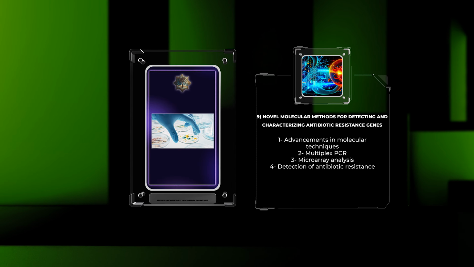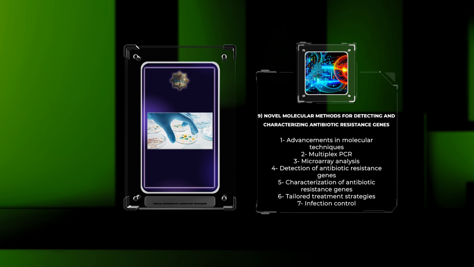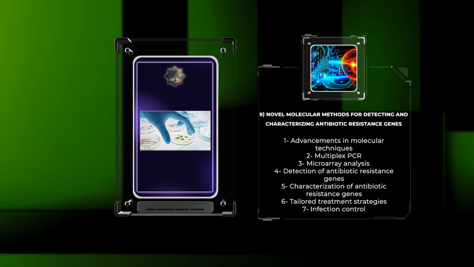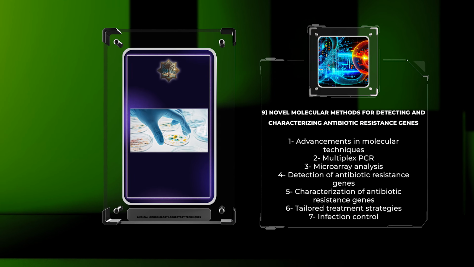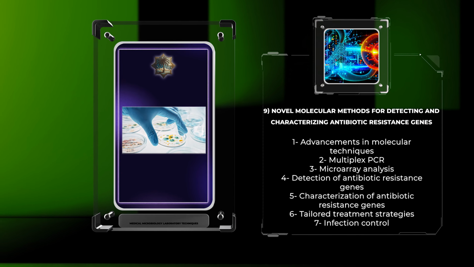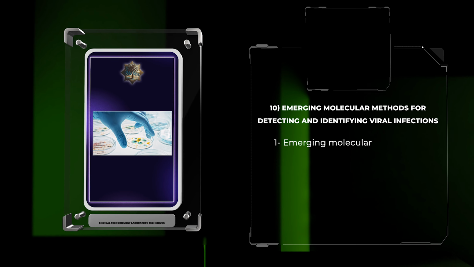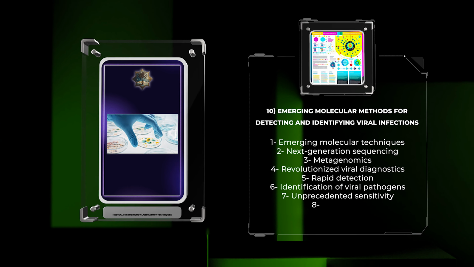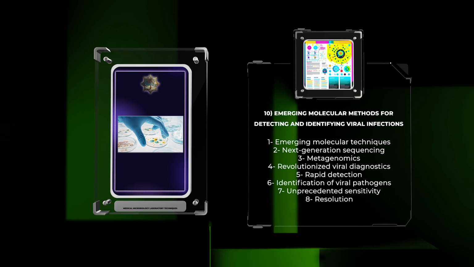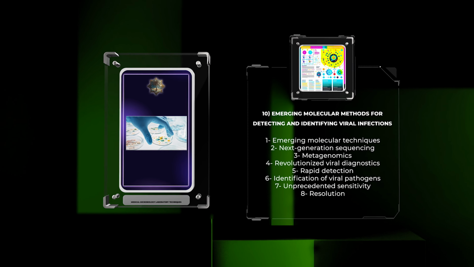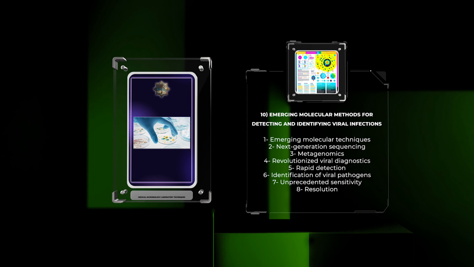Advancements in molecular techniques, like multiplex PCR and microarray analysis, have improved the detection and characterization of antibiotic resistance genes. These methods allow for simultaneous detection of multiple genes, aiding in tailored treatment strategies and infection control. In the video, we will explore emerging molecular techniques, such as next-generation sequencing and metagenomics, which have revolutionized viral diagnostics. These methods allow for the rapid detection and identification of viral pathogens with unprecedented sensitivity and resolution.